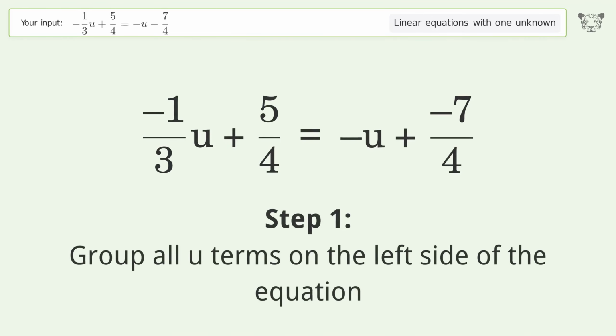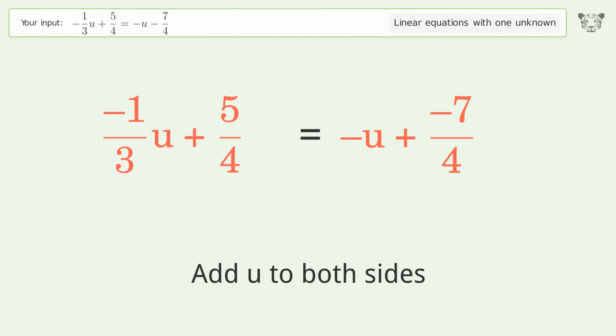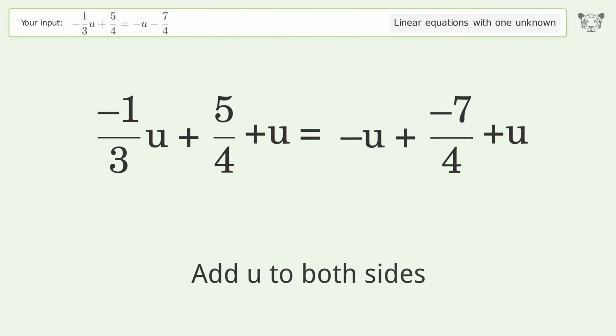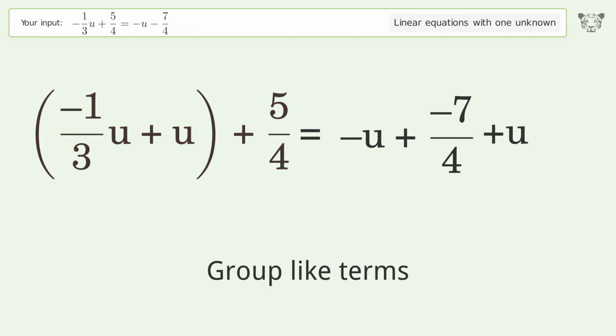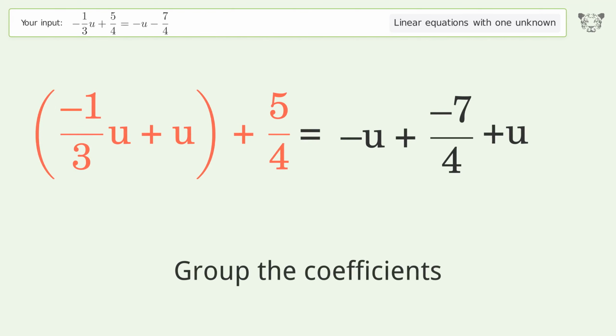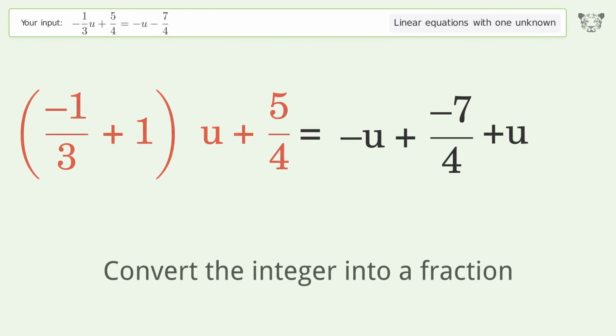Group all u terms on the left side of the equation. Add u to both sides. Group like terms. Group the coefficients. Convert the integer into a fraction.